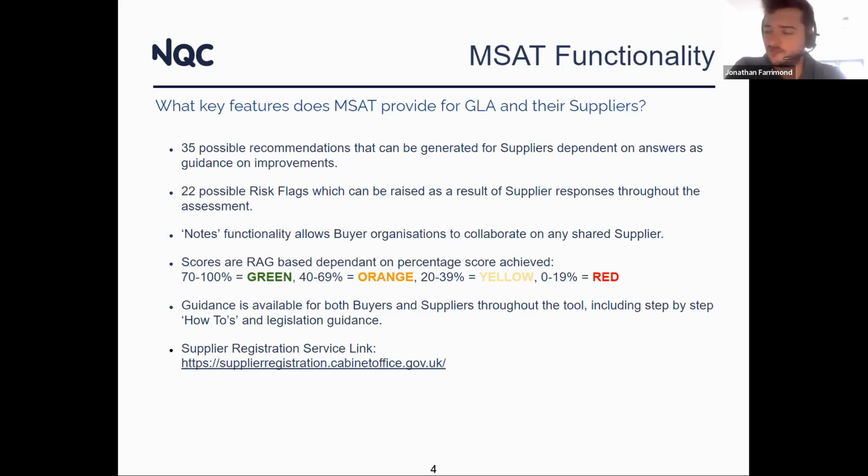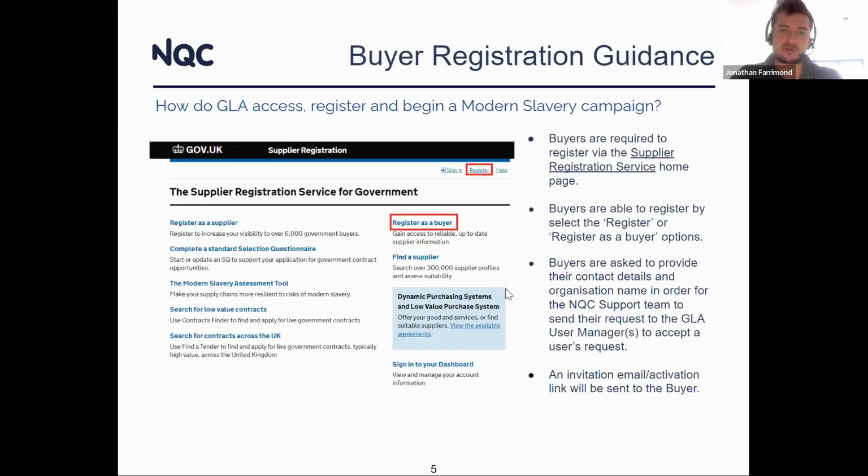And then there are the band ratings for these scores, where 70 to 100% is green and 0 to 19% is red. Based off that, we have a buyer's evaluation guidance, on how buyers can communicate with suppliers around their score in order to potentially improve for next time. And this is a link to the website right down here as well. I'll just pause there before going into the site and showing you how to set up a campaign.